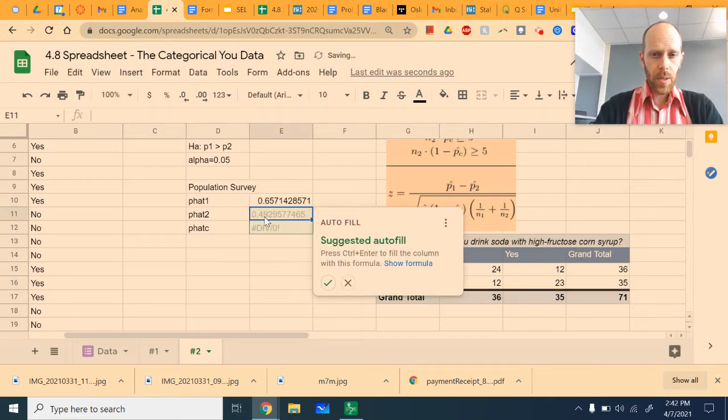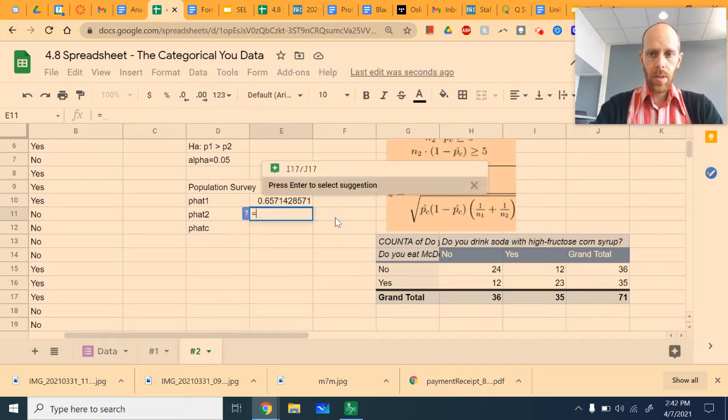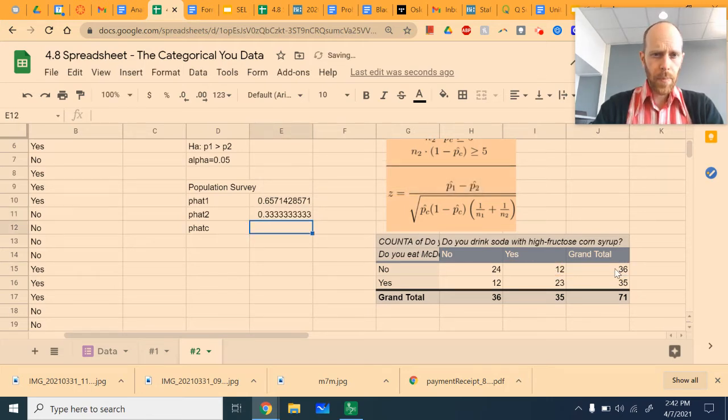P hat 2 is going to be those that don't eat at McDonald's. So that's 12 out of 36. 12 divided by 36, boom. All right, so we can see pretty big difference between those proportions, right?